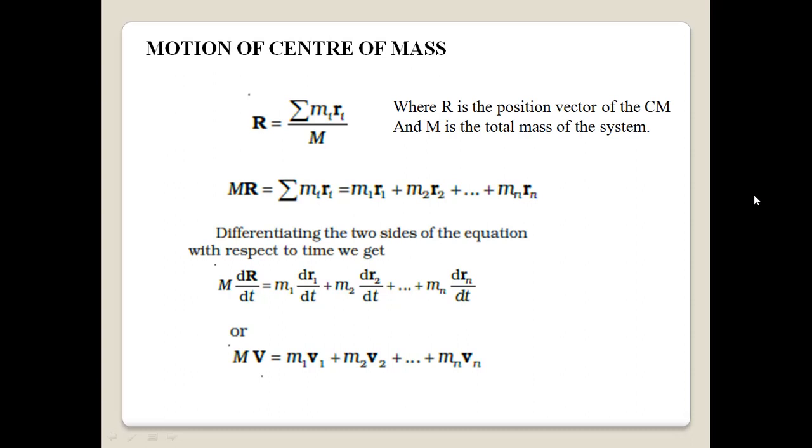Now, if you differentiate the two sides of this equation with respect to time, keeping mass constant, we get M into dR by dt equal to m1 dr1 by dt plus m2 dr2 by dt plus up to mn drn by dt. dR by dt is the velocity of the center of mass. dr1 by dt is v1, dr2 by dt is v2, that is the velocity of the second particle, and drn by dt is vn, which is the velocity of the nth particle.